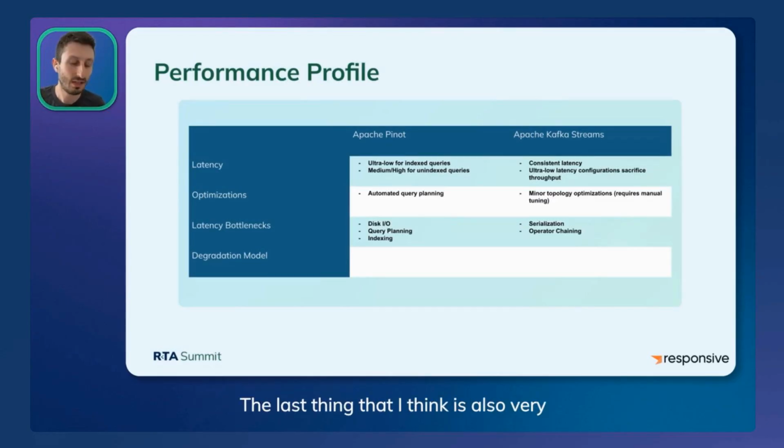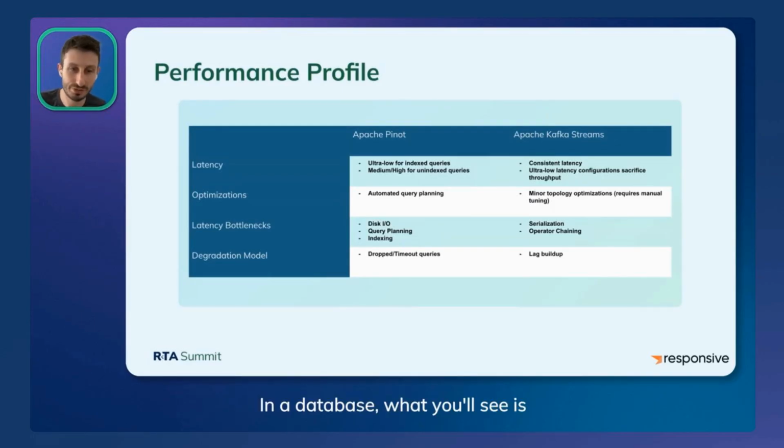So playing around with those trade-offs is something to consider if latency is important to you. The last thing that I think is also very important to determine whether a database or stream processor is right for you is the degradation model. In a database, what you'll see is typically dropped or timed out queries. So under load, you'll see situations where the database cannot serve a query. And this makes sense in a lot of situations, right? If you're issuing a query to see a dashboard, you don't really want to display that dashboard 2 minutes later when someone's navigated off your site. At that point, serving that query is pointless. So you might as well drop it or time it out.